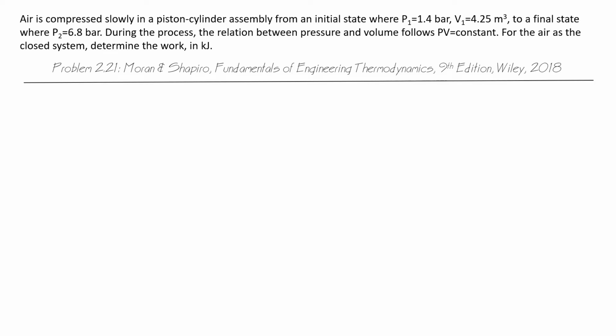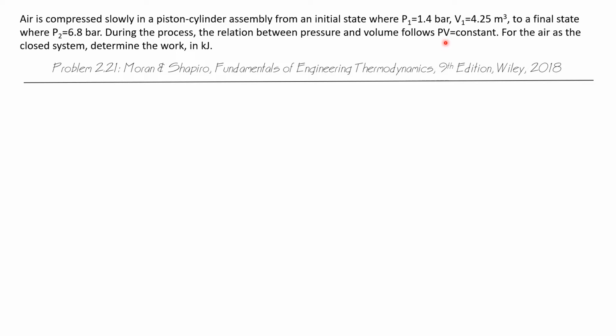Air is compressed slowly in a piston cylinder assembly from the initial state where P1 is equal to 1.4 bar and V1 is equal to 4.25 cubic meters to a final state where P2 is 6.8 bar. Now, during the process, the relationship between pressure and volume follows the expression PV equals constant.